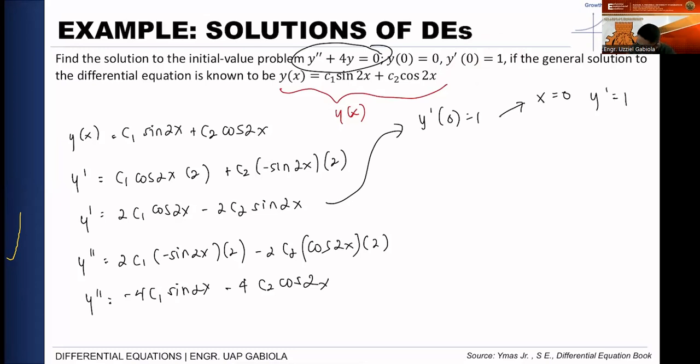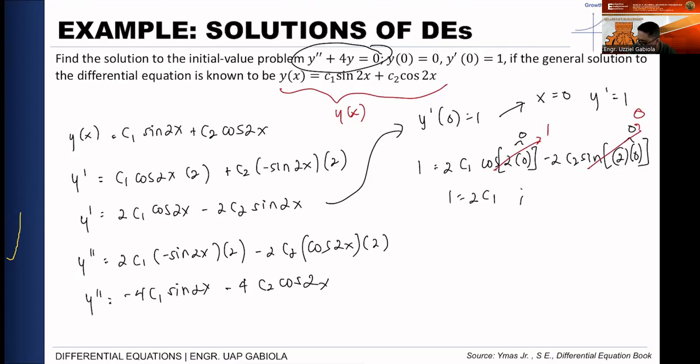So, ibig sabihin, pag nilagay natin 0, y prime is equals to 2C1 cosine of 2 times 0 minus 2C2 sine 2 times 0 is equals to yung y prime gawin na natin 1. Okay? So ano bang magiging sagot? Ang cosine 0 ay equal sa 1. Ang sine 0 ay equal sa 0. So makukuha natin yung unang value for C1. So 1 is equals to 2C1, or C1 is equals to 1 half.